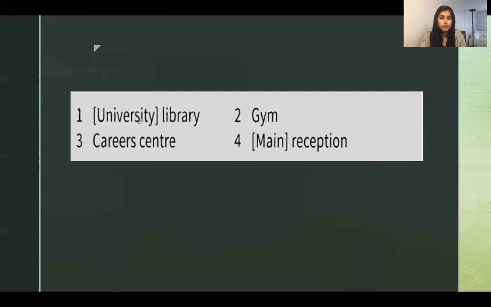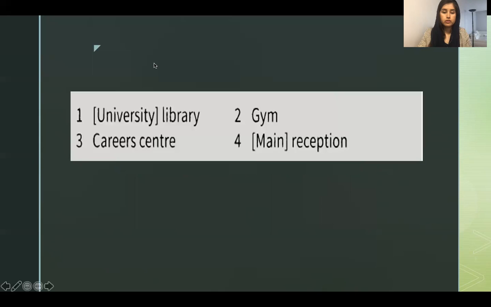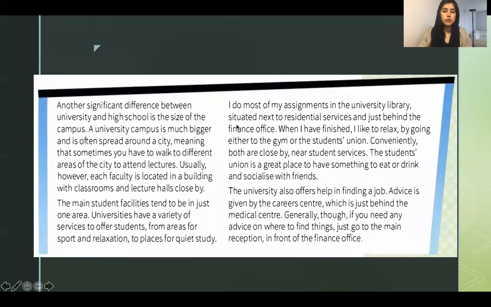The first one is University Library that we did. So the second one was gym, the third one was Career Center, and the fourth one was the reception. So in the IELTS, they will not always be in this order, and most probably they will all be from one part or one paragraph, but this is a bit different, but it teaches you how to do it.